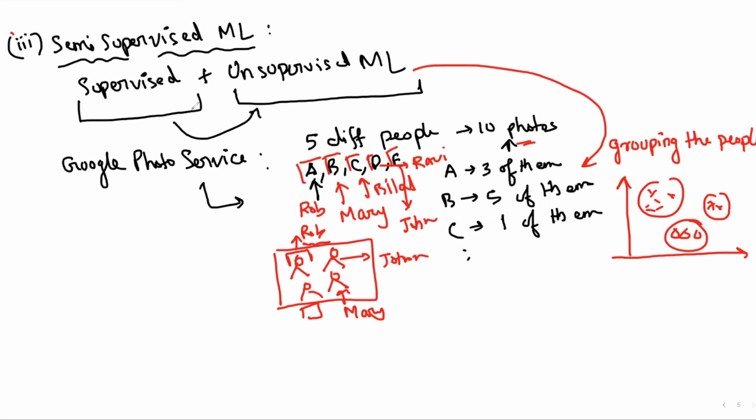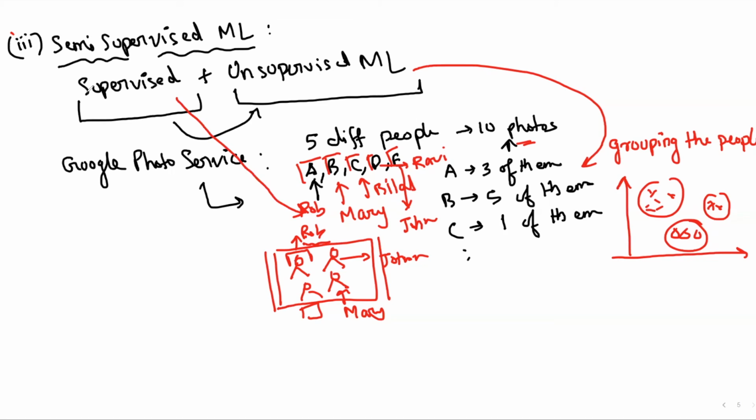So this is the supervised part of it, where we are labeling the names for the different people. So this is semi-supervised machine learning, half supervised, half unsupervised. First of all, what we did, we grouped the people. So we know that this particular guy has appeared in 3 of the photos. This guy has appeared in 5 of the photos. Next, we just label the guys. So ultimately, in the end photo, we know that this is Rob, or this is John, and this is Mary. This is one classic example of semi-supervised machine learning.